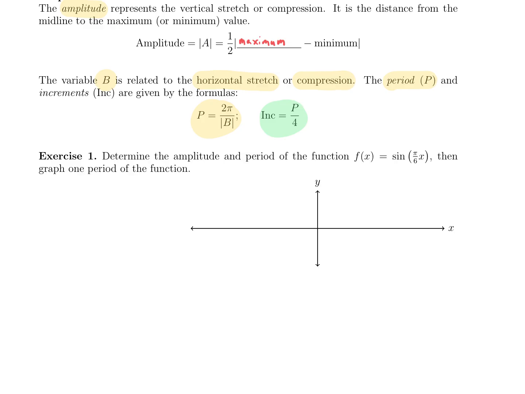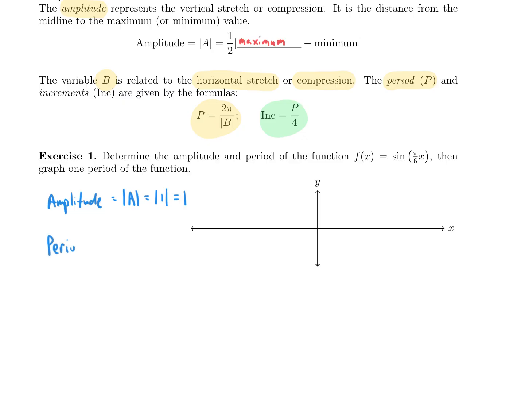So the amplitude, if you recall, is equal to the absolute value of a, which in this case is the absolute value of 1, which is simply 1. And that is because there is no number in front of sine, so if there's no number here, that means that's a 1.